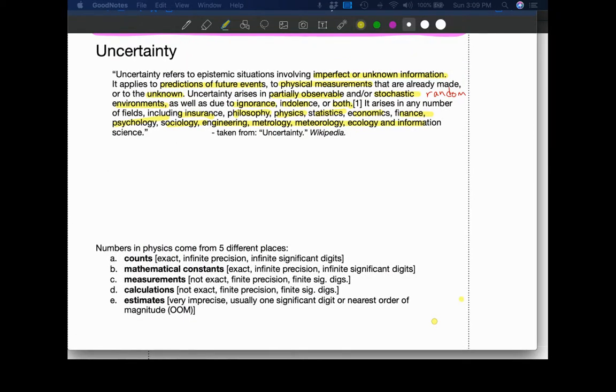If you remember from the previous lesson that numbers come from 5 different places, I won't recount those here. Each one of those, however, has a different level of precision or uncertainty associated with them. Every one of them does.